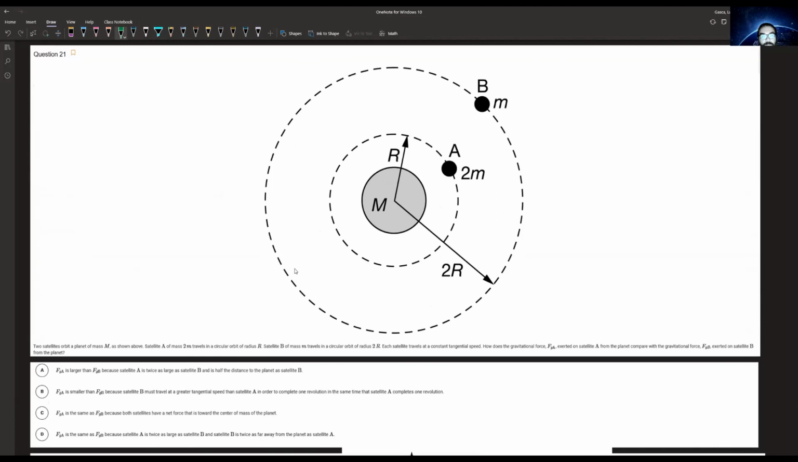21. Two satellites orbit a planet of mass m as shown above. Satellite A has a mass of 2m in a circular orbit of radius r, and satellite B has a mass of m and travels in a circular orbit of radius 2r. Each satellite travels at a constant tangential speed. How does the gravitational force on A from the planet compare to the gravitational force on B from the planet?